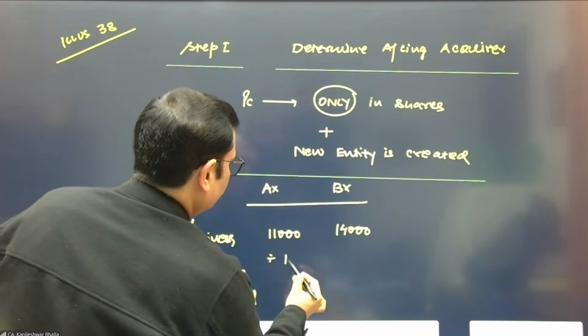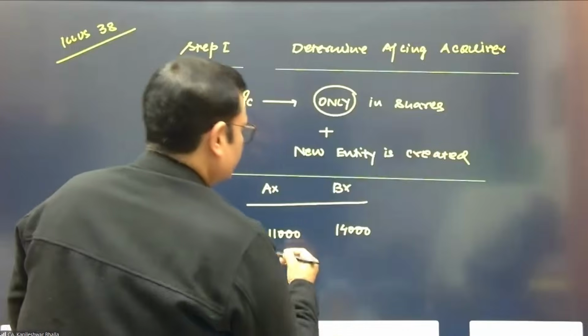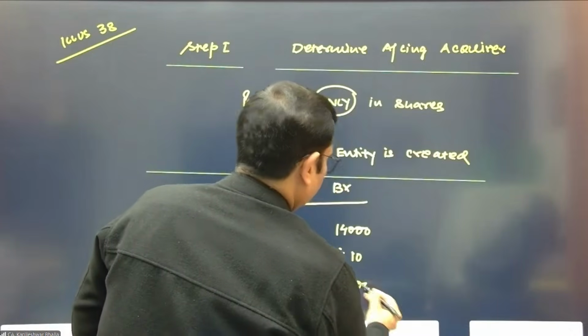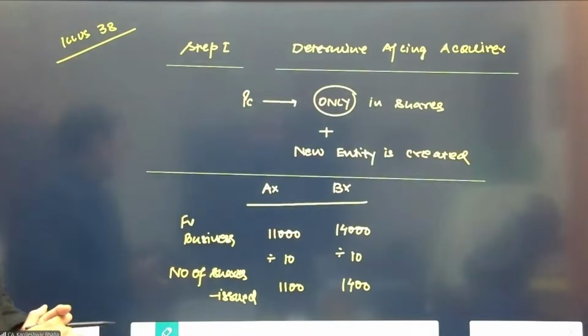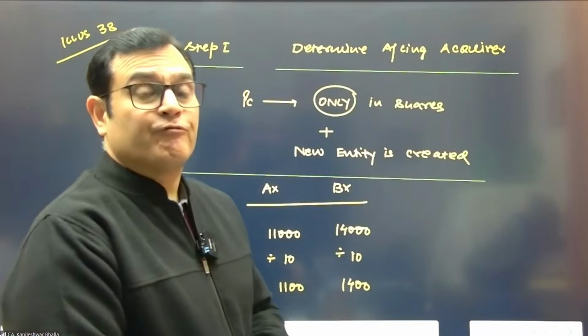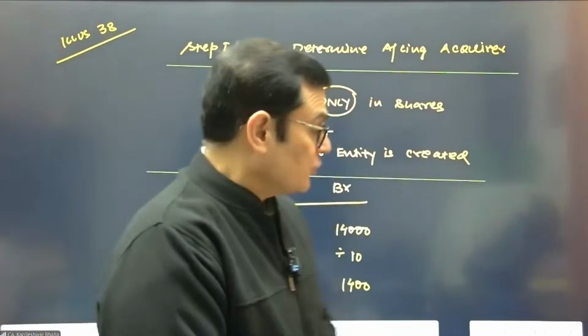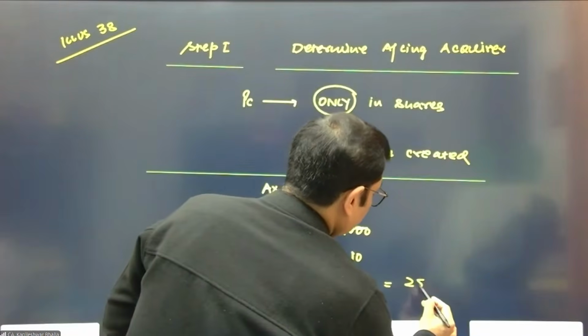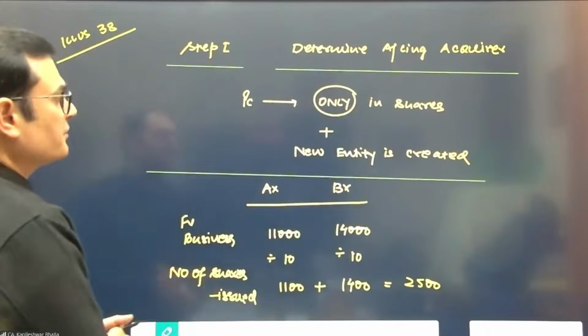Let's divide this by the face value. He's going to give them 1100 shares. Let's divide this by the face value. He's going to give him 1400 shares. So ABX will give 1100 shares to AX and 1400 shares to BX. So the total number of shares to be issued by ABX is going to be a total of 2500 shares.